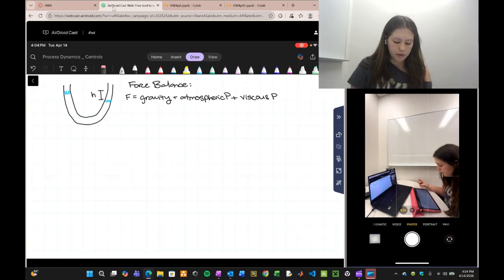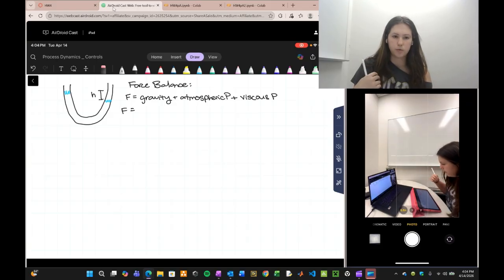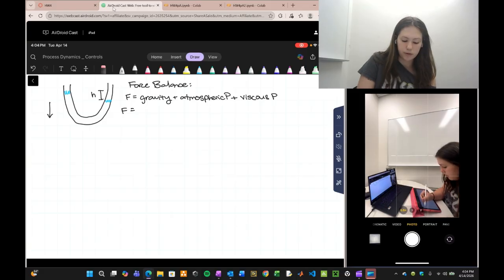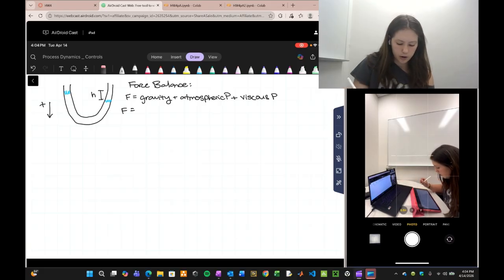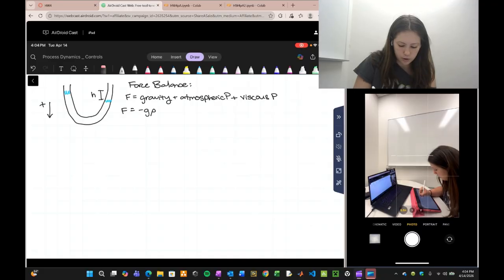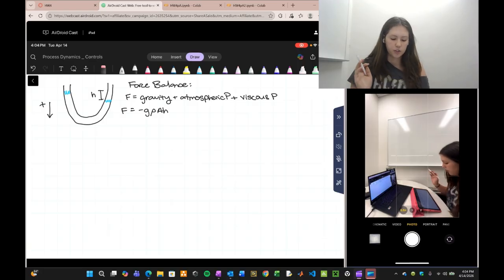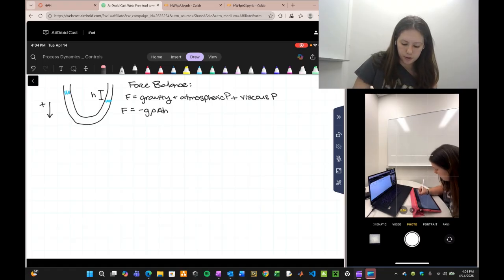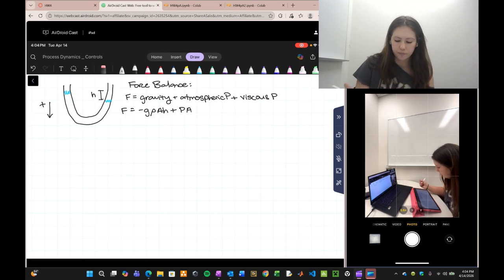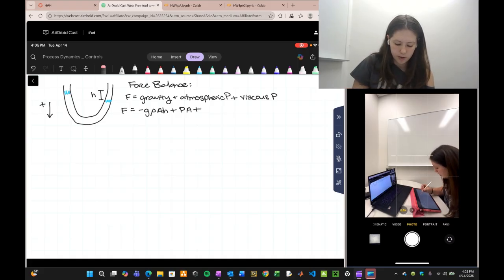And then there will also be force of the viscous pressure. And so if we want to write this in numerical terms, first, we have to define which direction we want to be positive. So I'm going to say moving downward is going to be positive. And our gravity is going to be negative g rho A h, A being the cross-sectional area of the manometer, and then h being that height difference for the liquid levels. And our atmospheric pressure is just going to be P times A. And then for our viscous pressure, that's going to be a term that we will solve for down here.